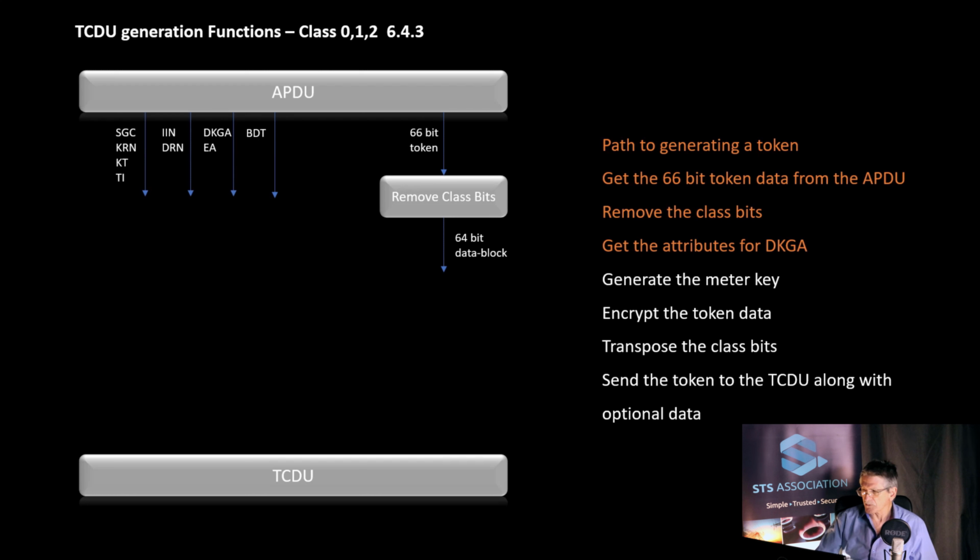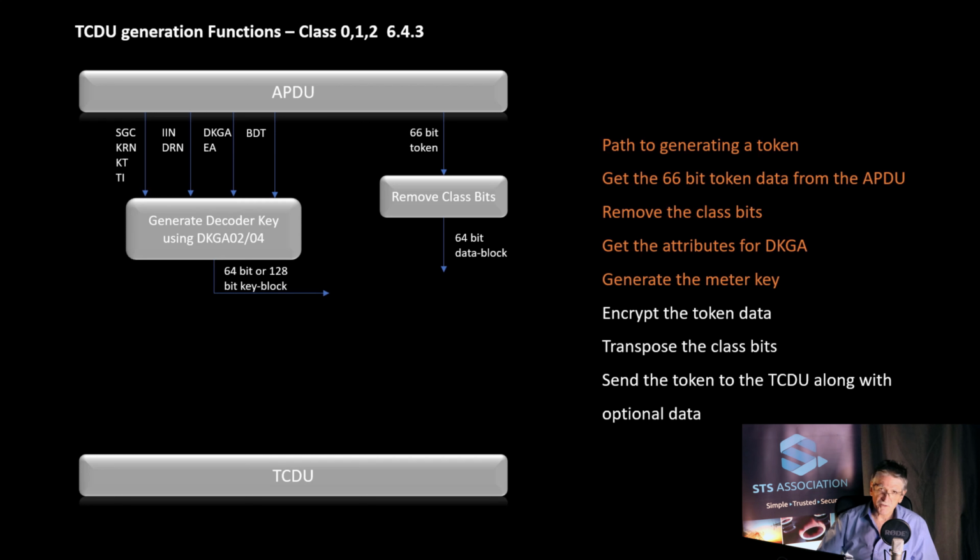Then you get all the attributes required for you to generate a decoder key and apply it to the decoder key generation algorithm, and this includes supply group code, key revision number, key type, tariff index, international identification number, the decoder reference number, the decoder key generation algorithm, encryption algorithm, and the base date. You then generate the meter key using decoder key generation algorithm 02 or 04, and what you'll end up with is a 64-bit or 128-bit key block.